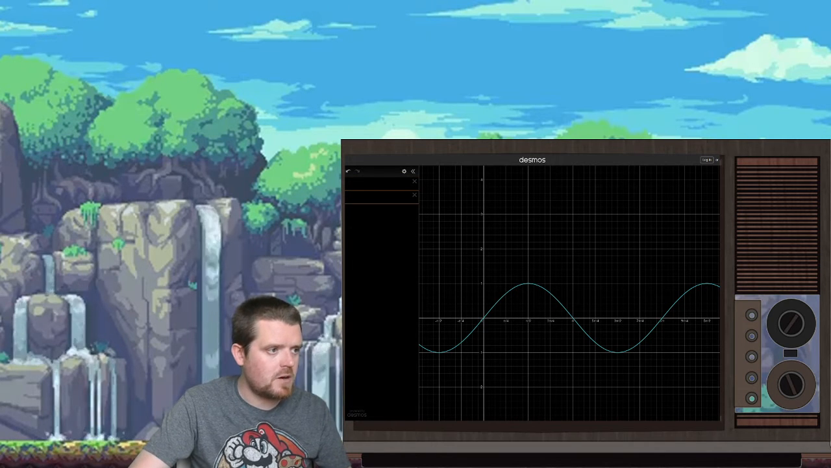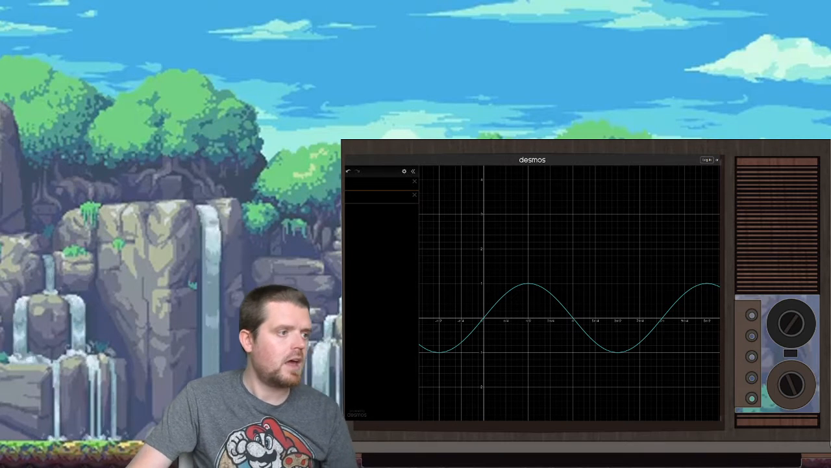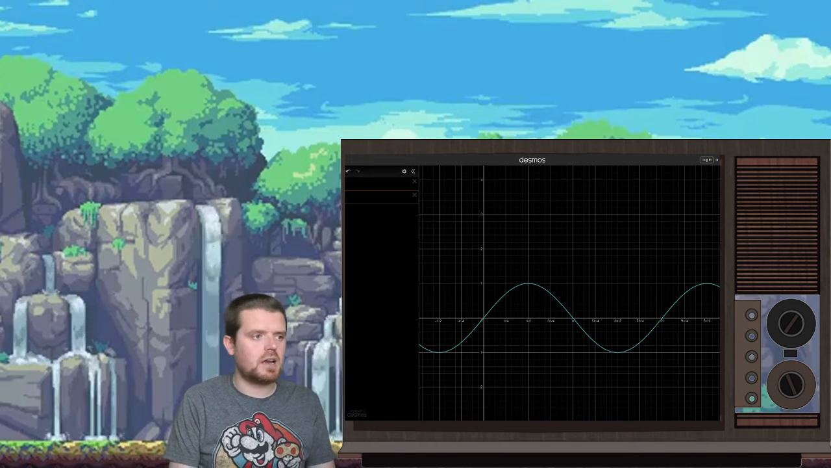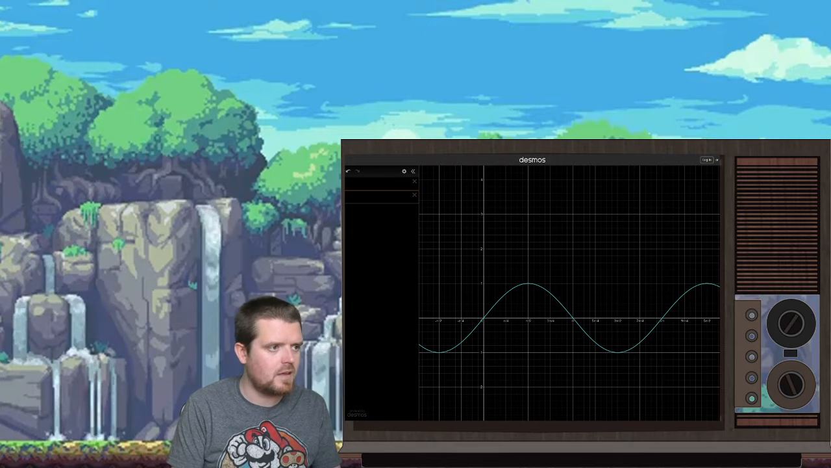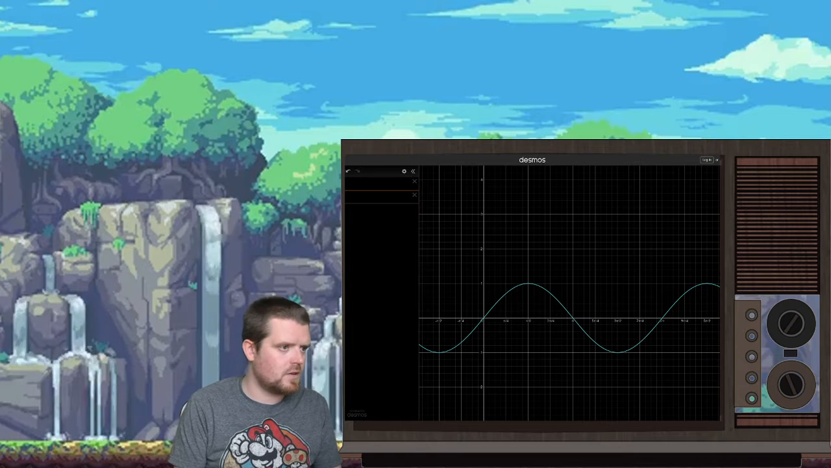The parent function for sine is, of course, sine x, but just like with quadratics, if we're looking to transform the function, typically we write it out a little bit, and so the parent function for both sine and cosine is given as a times sine of bx plus c, where that's all in parentheses, plus d.